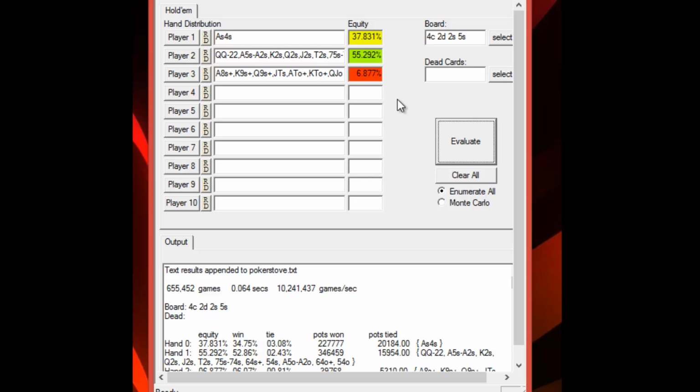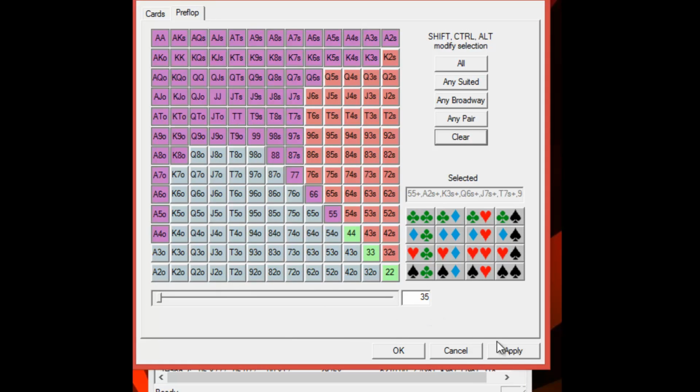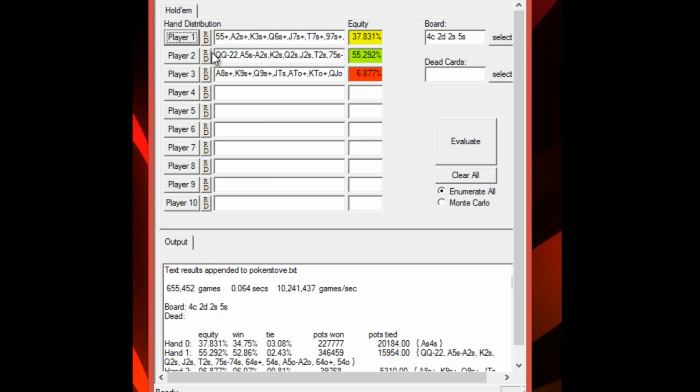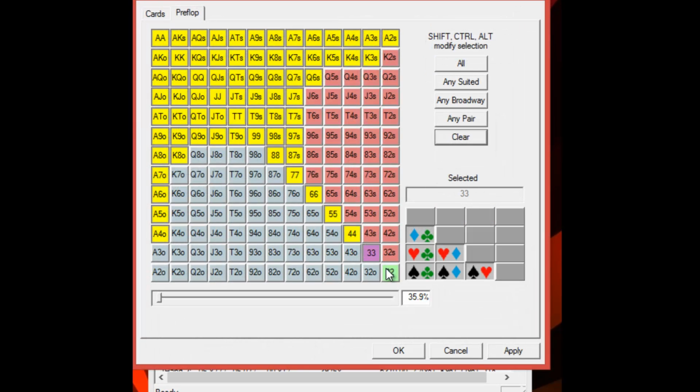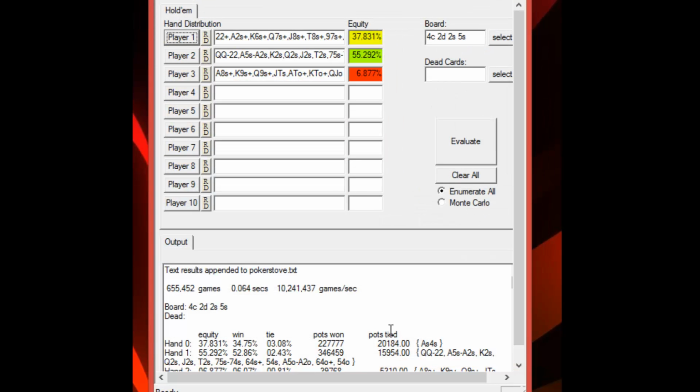Because when I raise before the flop, I'm a pretty loose raiser. Let's talk about button raising. I raise about 35% of my hands from the button, and I'm going to include the pocket pairs. I'm going to take out a couple of the weaker aces and probably some of the weaker cards here. But that looks like a pretty reasonable raising range for me. So about 32.7%.